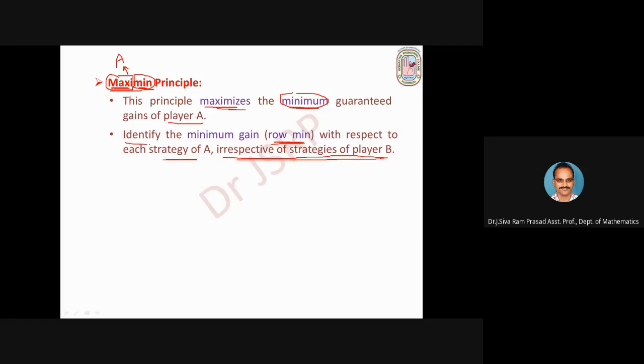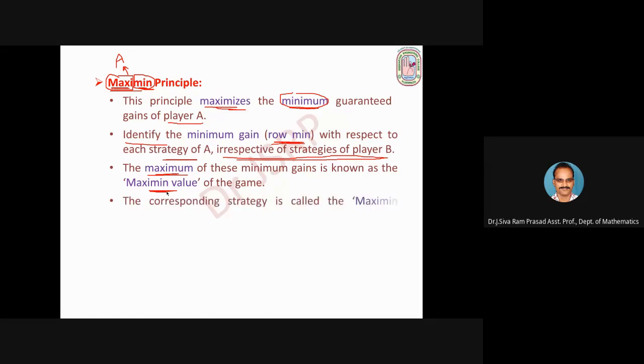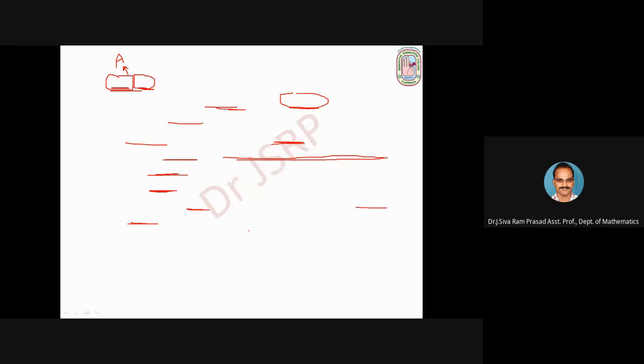So we identify row minima for each row. Then the maximum of these minimum gains is known as maximin value. The maximum of these minimum row values is called as maximin value of the gain. And the corresponding strategy is called as maximin strategy for player A. The corresponding row, that is the strategy corresponding to that row, is called as maximin strategy for player A. Okay, so this is maximin principle.